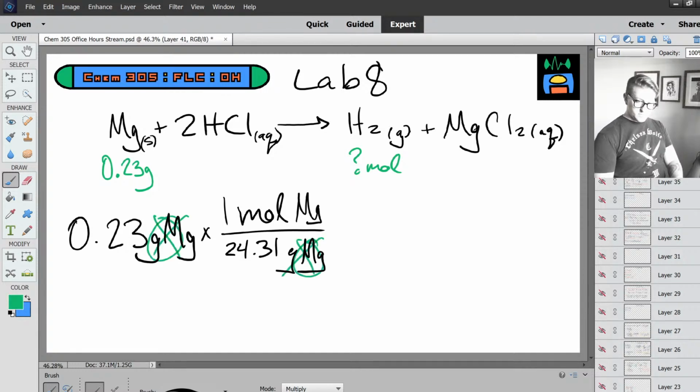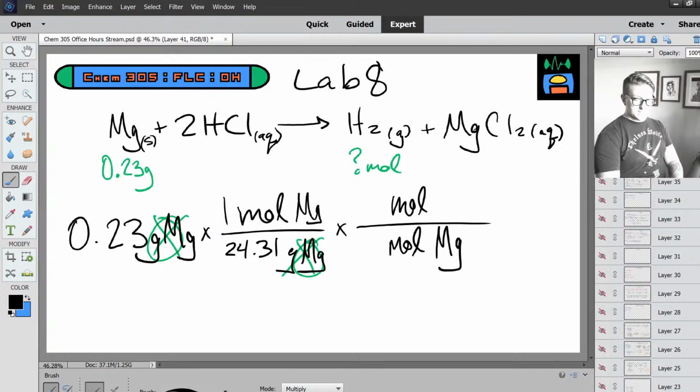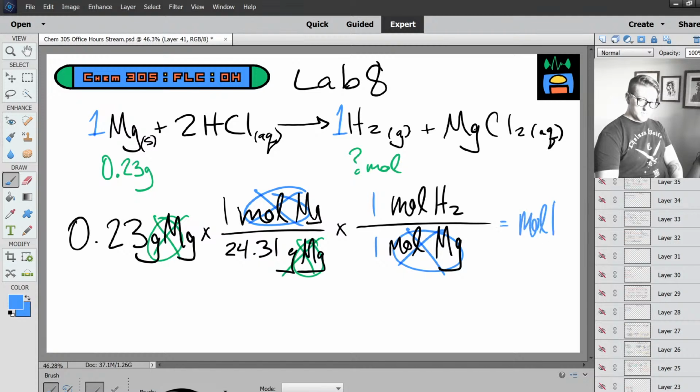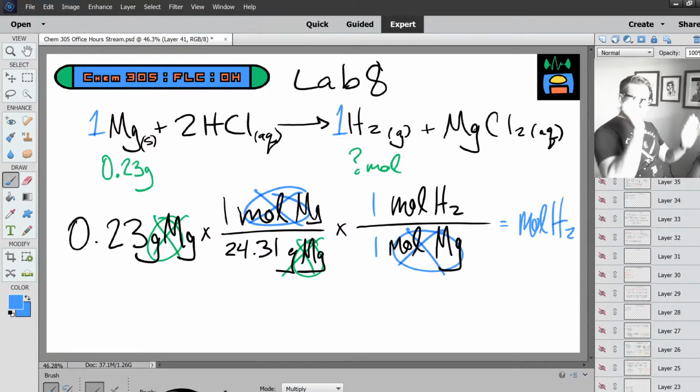Grams of magnesium cancel grams of magnesium. And then next, you use the balanced chemical equation to convert from moles of magnesium to moles of H2. And here in this balanced chemical equation, we've got 1 mole of magnesium produces 1 mole of H2 gas. Moles of magnesium cancel, and your answer will be the moles of H2 gas produced. And they have these for 2 trials. This is the mass from trial 1. You can also do it with the mass from trial 2, and that is how you get there.